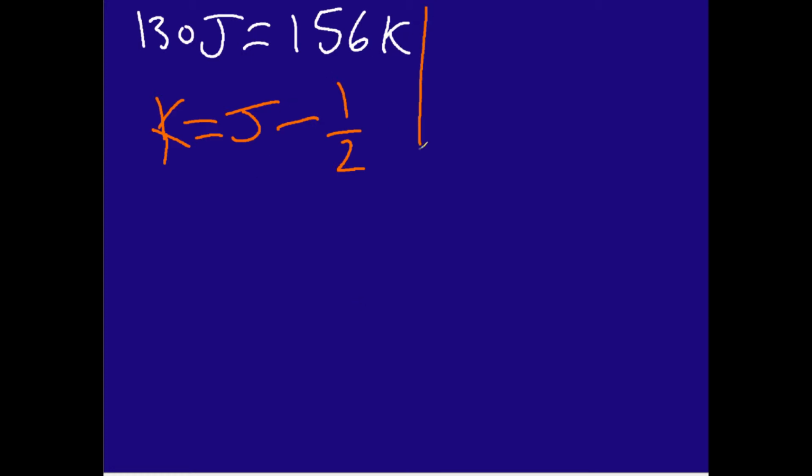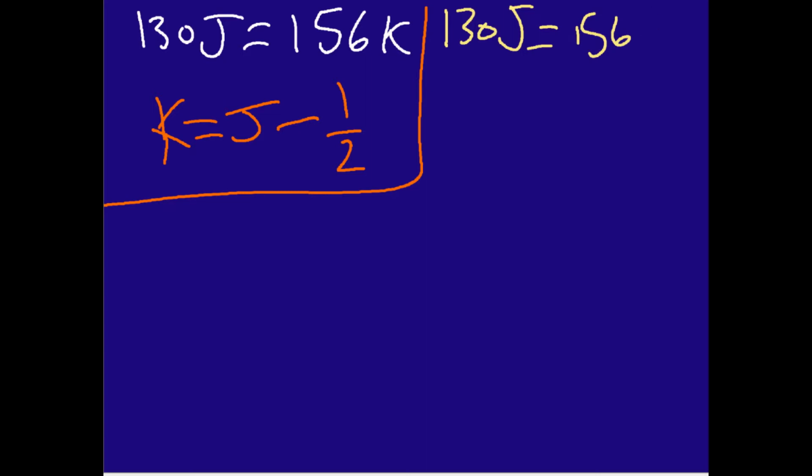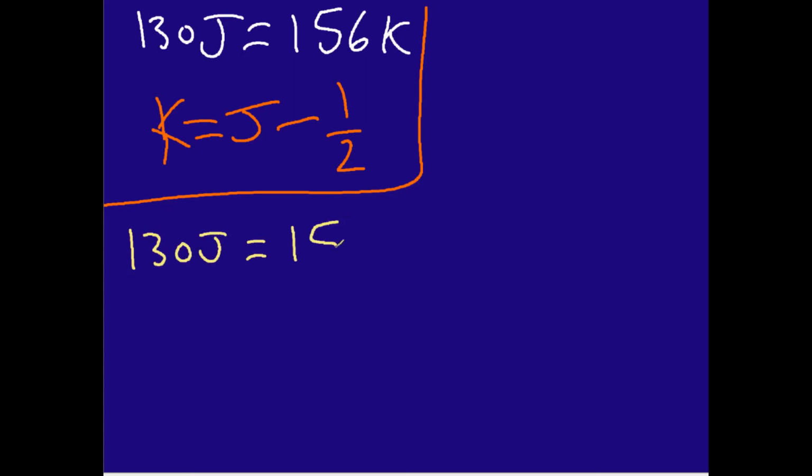Let me block this off here so that we have it nice and clean. Pick a different color and move forward. So here's what we got going on here. We got 130J equals 156. Oh, I'm running out of space. I better put this somewhere else. I'll put it down here. So we got 130J equals 156.